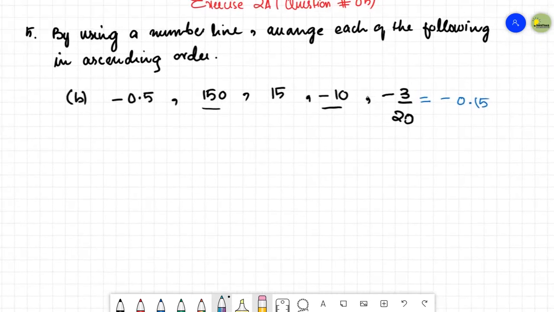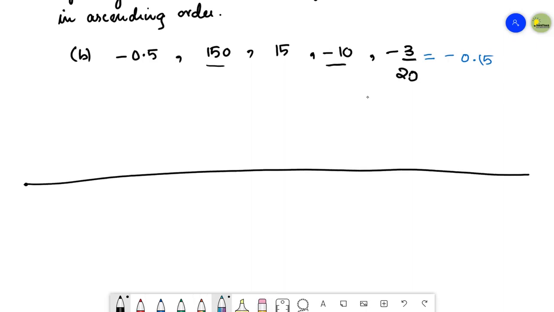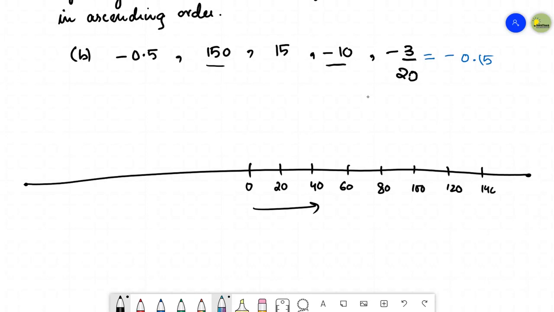Moving towards the question. Okay, let's draw the number line that we actually require. Let's suppose this is the number line that I require, right? This is my 0. Starting from 0 on the positive side, I need to mark the differences by 20. 20, 40, 60, 80, 100, 120, 140, 160, and so on, right? 150, the largest value, is less than 160. So I know that I can easily plot this on my number line.